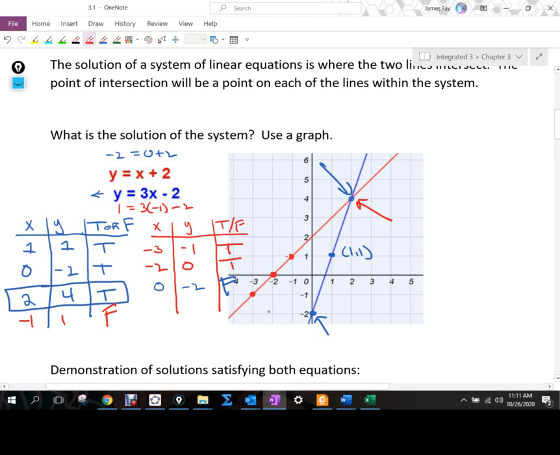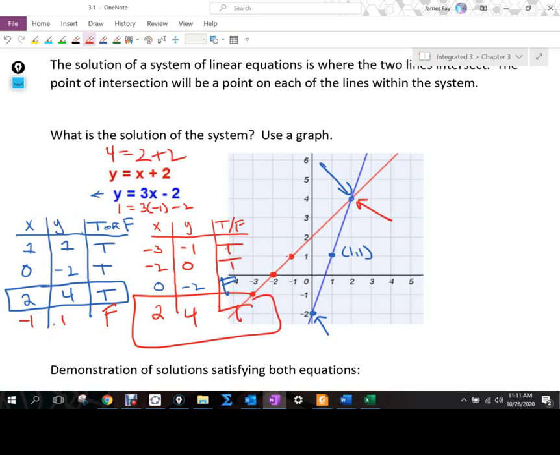If I plug 2, 4 in on the red one, y is 4, x is 2. Is that a true statement? So 2, 4 gives me true on both of them. Of all these lists that I could create of ordered pairs that came from the blue and came from the red, all the ordered pairs that give me true statements are going to be different, except for that one of 2, 4. Because if I look at that, is 2, 4 on the blue line?